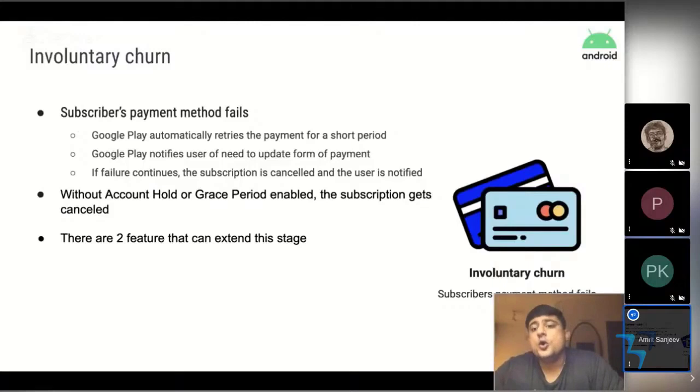Without account hold or grace period enabled, the subscription will get cancelled within the 24 hours, and that is a really short period of time. You really want to enable some of these features to give the user and the system a little bit of time to retry a few more times. So these two features can be used in order to extend this further, and I'll talk about them.